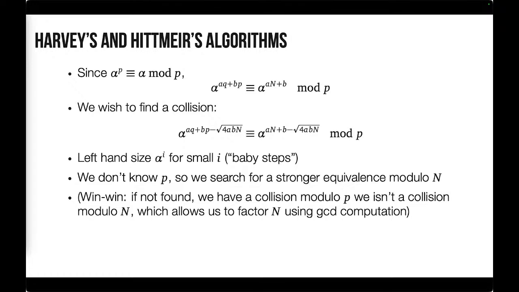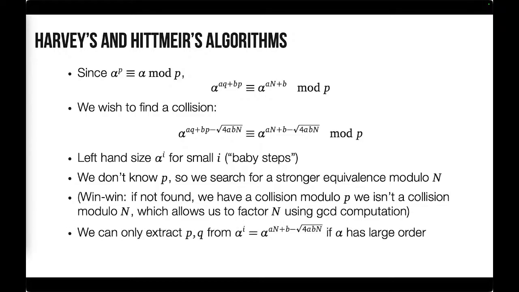But if it equals modulo p and not modulo n, then we find a pair of numbers that are equal modulo p and different modulo n, so the GCD of their difference with n will be non-trivial. So this is a win-win argument. But the point is, again, to do this argument, to recover aq and bp from this identity, you need to have alpha, a large order element.